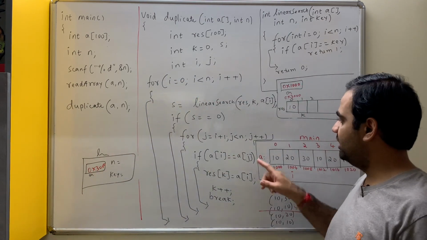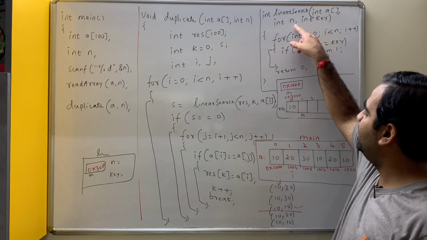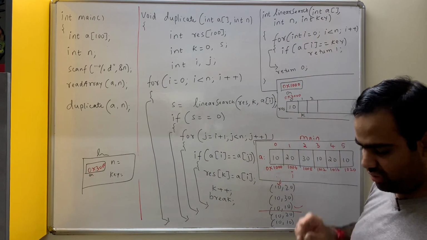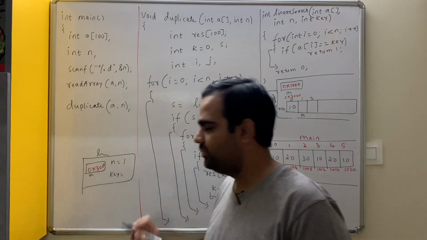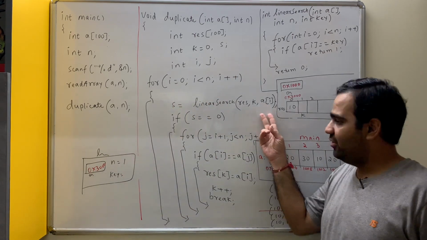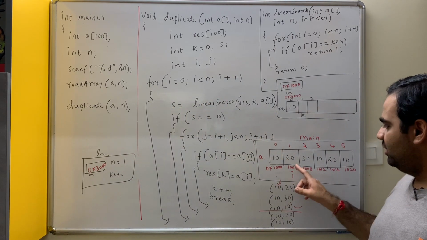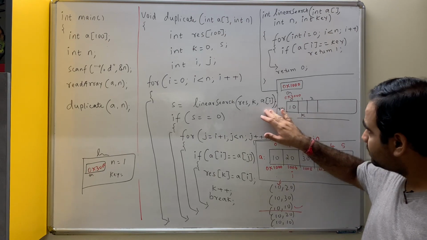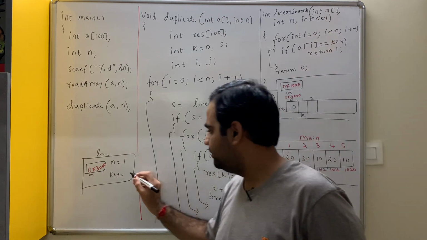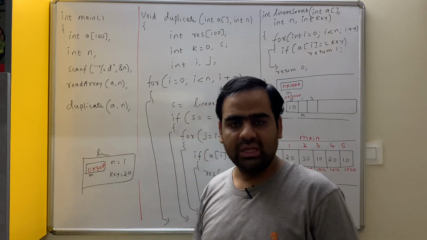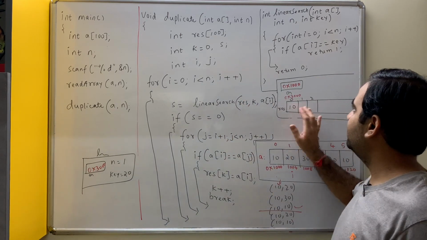The next parameter is k. K will be copied to n. What is the value of k now? It is 1. That means there is 1 element. And a of I, what is the value of I? The value of I is 1. A of 1 is 20. 20 will be copied to key. Now you want to search if 20 is there in this array or not.